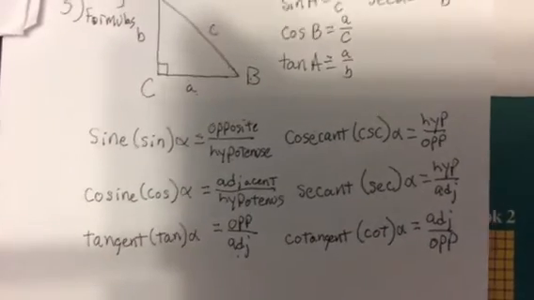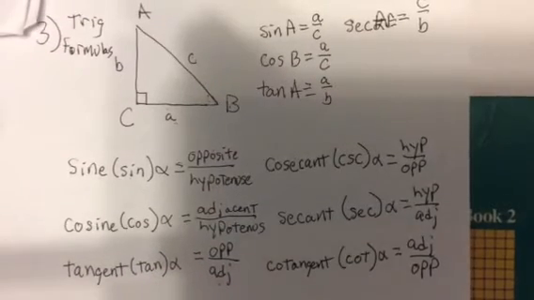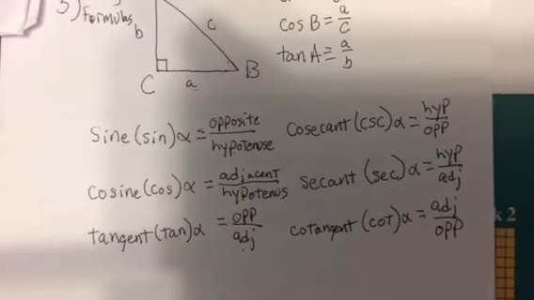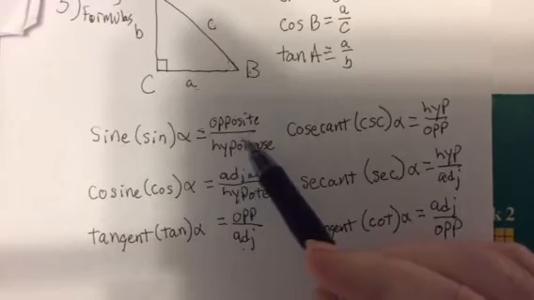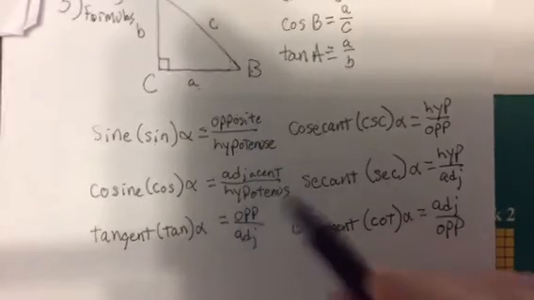So we're actually going to use this on a calculator tomorrow, not today, because it's been a pretty long lesson today. All I want you to do today is to memorize these 6 trig functions. So sine is opposite over hypotenuse, cosine adjacent over hypotenuse, tangent opposite over adjacent.